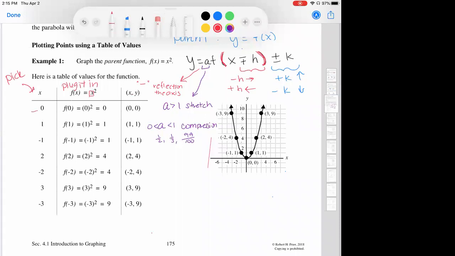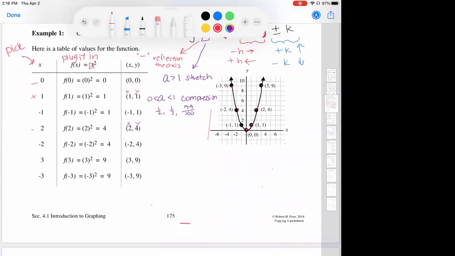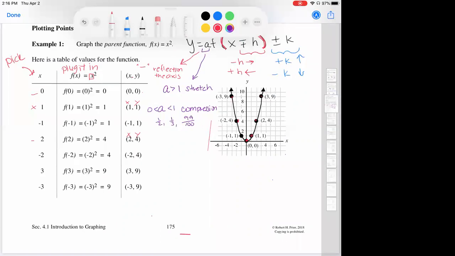So let's plug in 0. 0 squared is 0, so we have 0, 0. We plug in 1. 1 squared is 1, so we get 1 for my x, because it's your x, and then a 1 for your output. If I plug in a 2, 2 squared is 4, so my x is 2, my answer is my y, which is 4. So I can go ahead and plot all these points, and we see we have a parabola. The parabola opens up, and because it doesn't have any shifts, it's called your parent function.